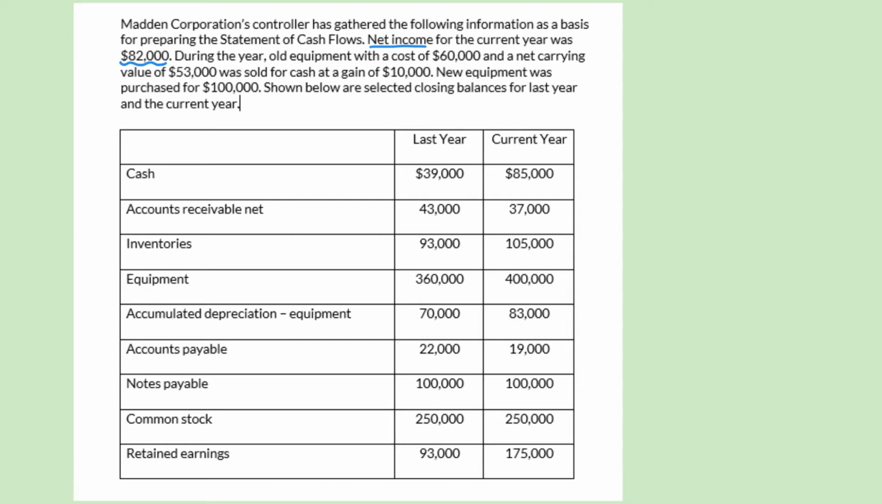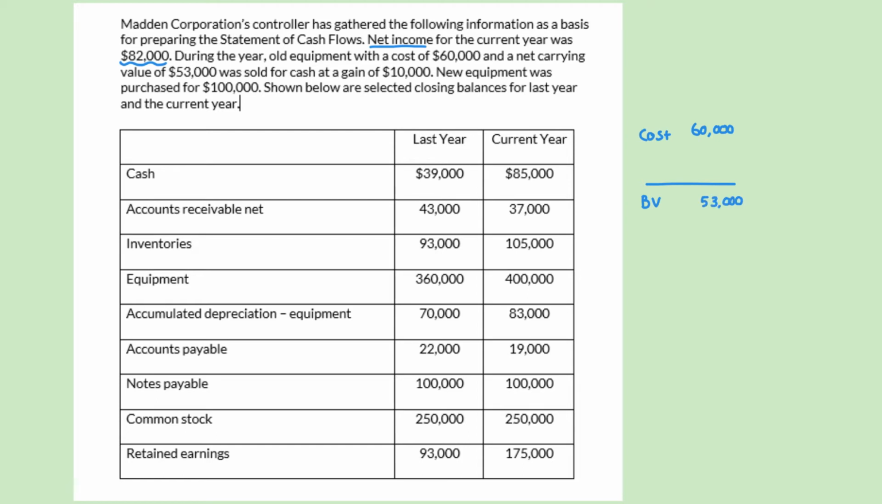So let's explain this sentence. Old equipment, the cost for this equipment is 60,000. And he's saying that the net carrying value, which is the book value, okay, is 53,000.